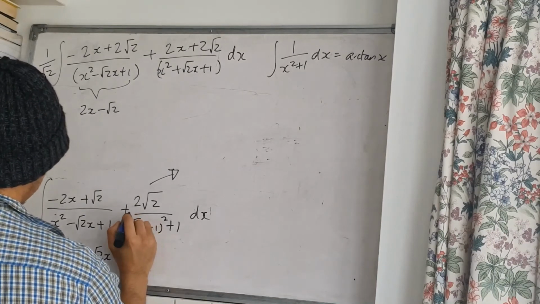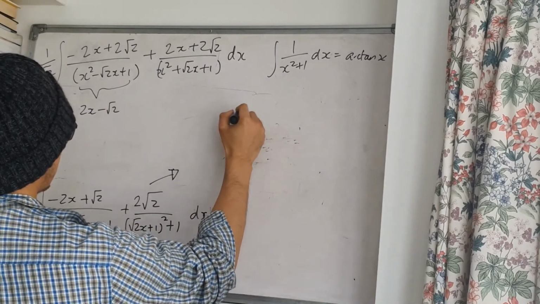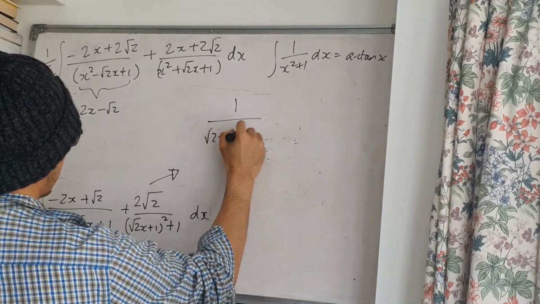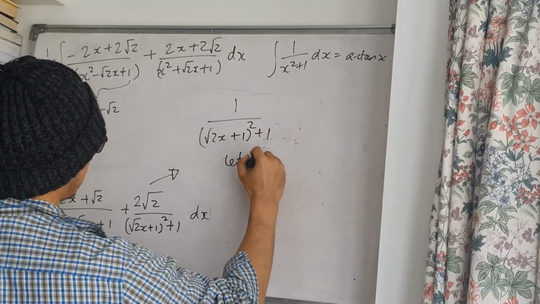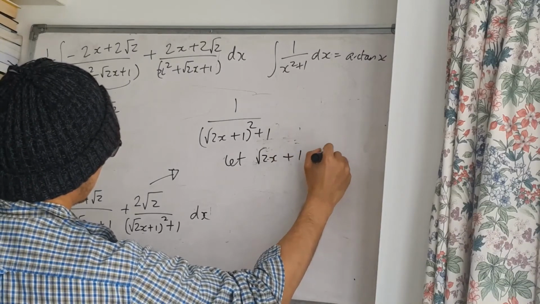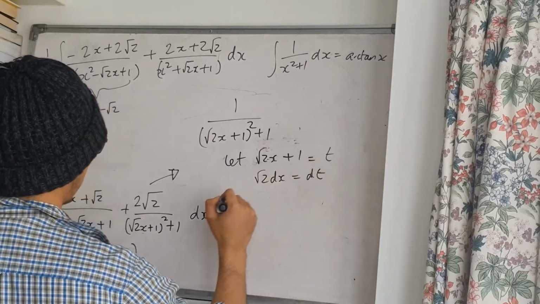Okay, so what happens when you integrate this? So you've got to let root 2x plus 1 equal another variable. Let me just take the 2 root 2 out, it's just a constant. Okay, so like I said, we're going to let root 2x plus 1 equal, let's just say t, and differentiate the top, you get root 2 dx equals dt.